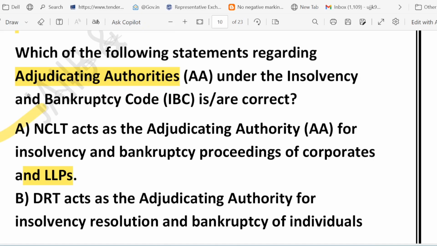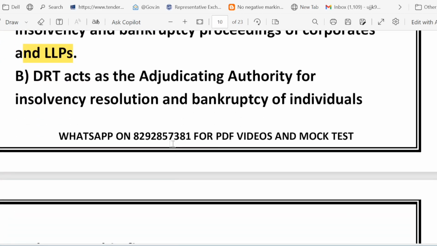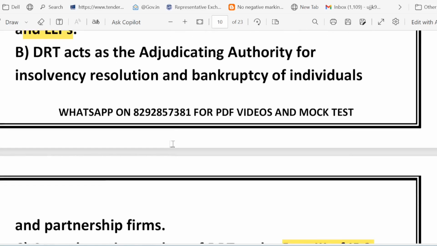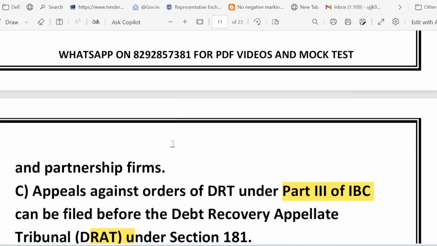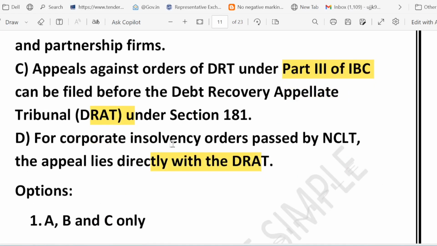What about option B? If you look at option B, this is also correct, because DRT, or Debt Recovery Tribunal, looks after small entities like individuals or partnerships. So suppose a small partnership or business or an individual defaults, then the case goes to DRT, not NCLT. Option C, appeal against the order of DRT will be filed before the DRAT. Yeah, this is also true. DRAT stands for Debt Recovery Appellate Tribunal. It is the highest authority above DRT. So if someone is unhappy with a DRT decision under IBC, they can appeal to DRAT.